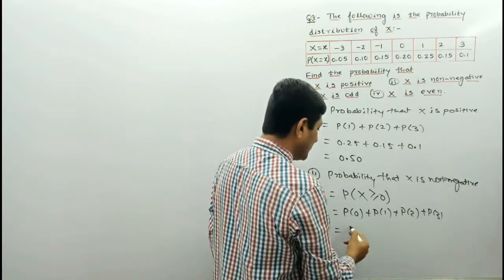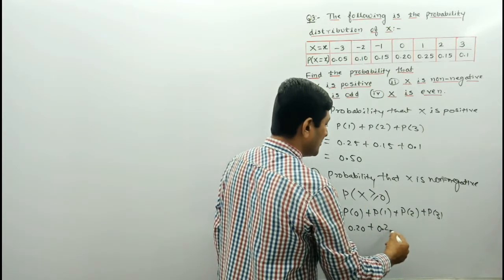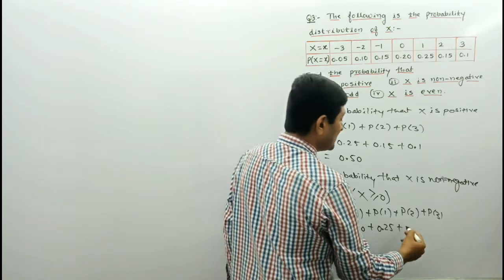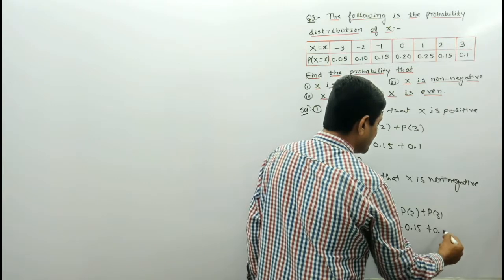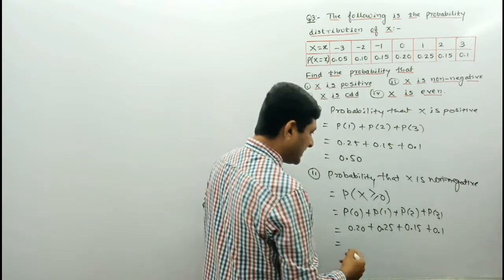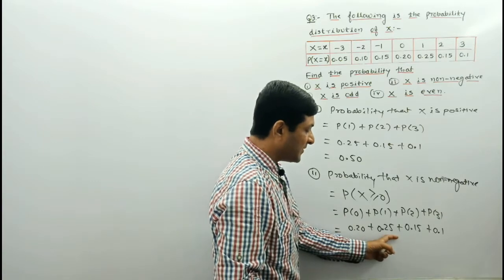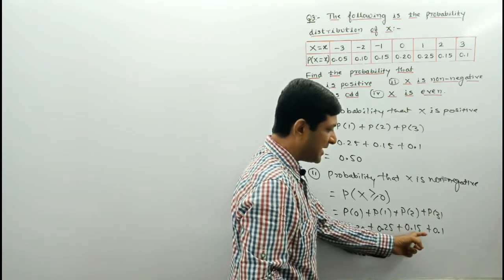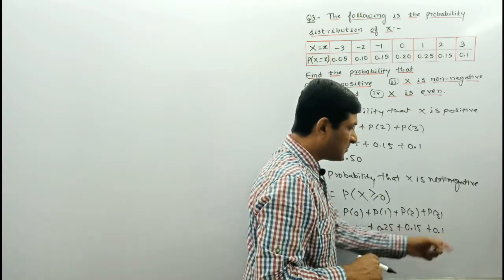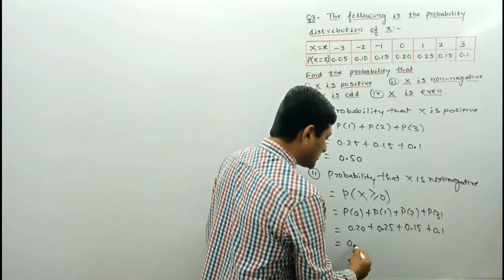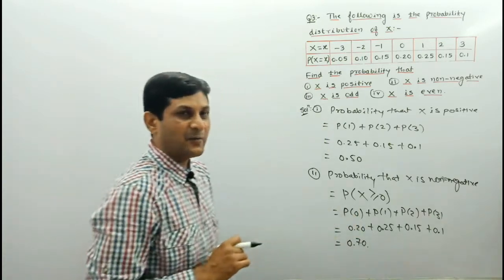Now the remaining part is just to substitute the values. P of 0 is equal to 0.20, P of 1 is equal to 0.25, P of 2 is equal to 0.15, and P of 3 is equal to 0.1. Now we are taking the addition, so 0.20 plus 0.25 is 0.45, 0.45 plus 0.15 is 0.60, 0.60 plus 0.1 will be equal to 0.70, which means 0.70 will be our second required probability.